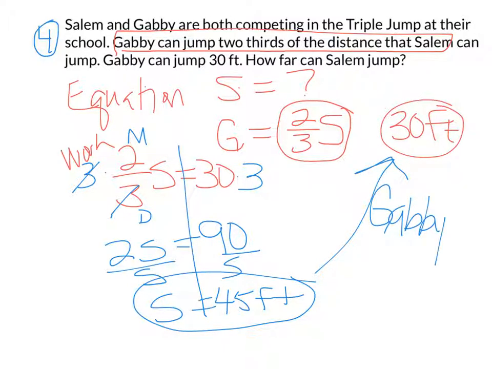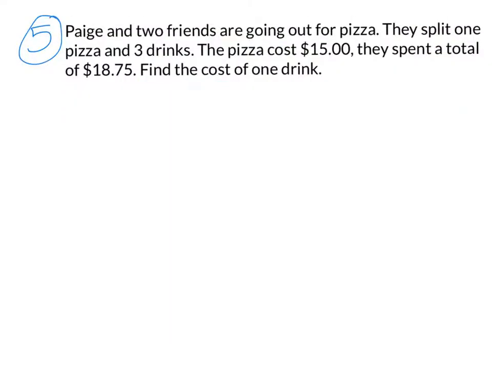All right, next one. Paige and two friends are going out for pizza. They split one pizza and 3 drinks. The pizza costs $15. They spent a total of $18.75. Find the cost of one drink. The drink is what we're looking for, so this is going to be my variable. We don't know how much a drink costs.